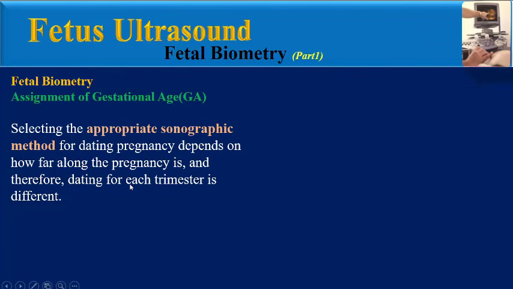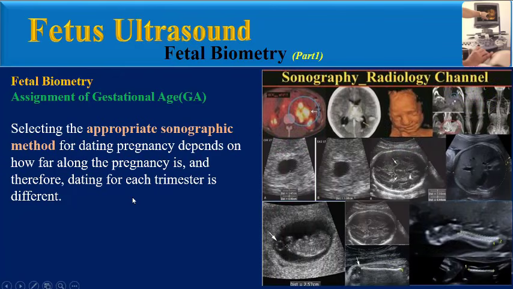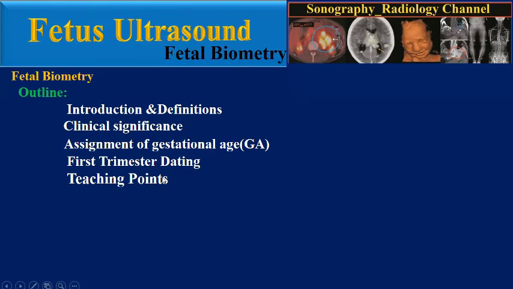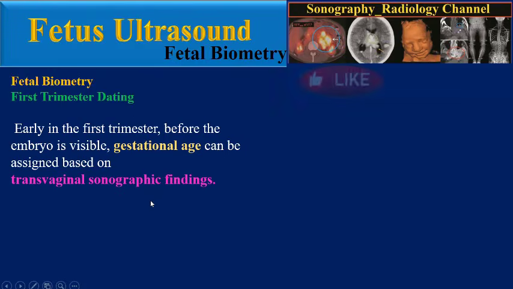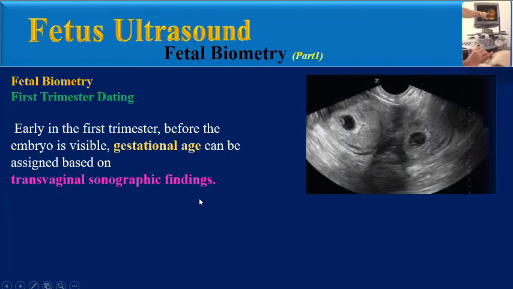Selecting the appropriate sonographic method for dating pregnancy depends on how far along the pregnancy is, and therefore dating for each trimester is different. Now, how can we do dating in the first trimester? Early in the first trimester, before the embryo is visible, gestational age can be assigned based on transvaginal sonographic findings.